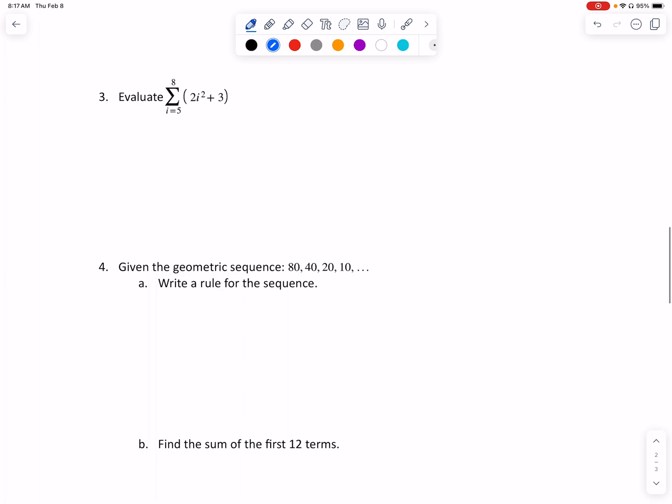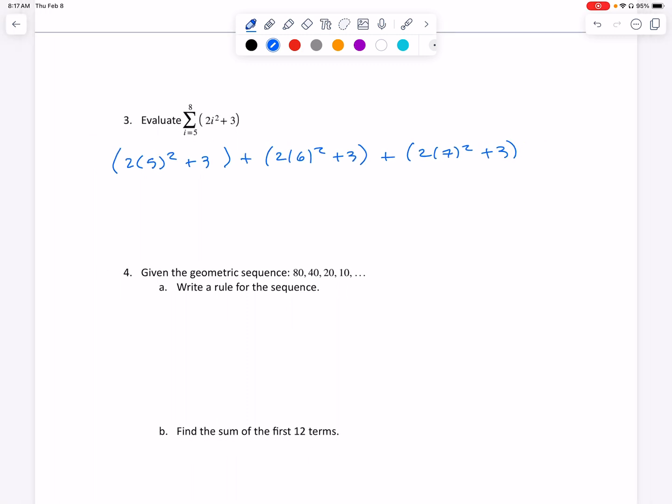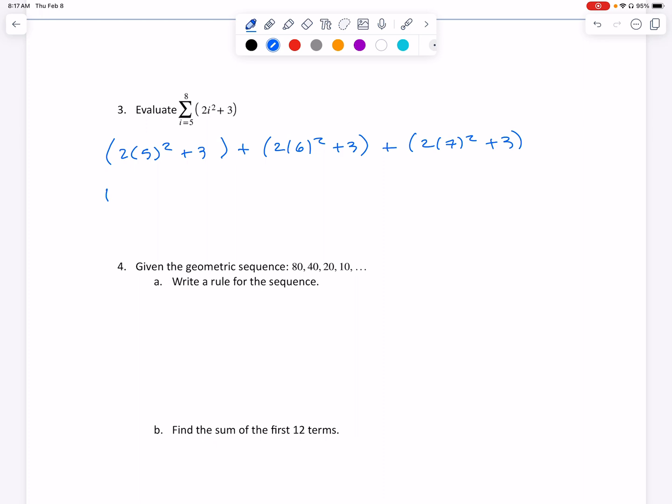We were asked to evaluate this. Now remember, this one is starting at 5 and ending at 8. We can't use a formula here. So all I'm going to do is say this is 2 times 5 squared plus 3. That's the first term in the sequence. I'm going to add to that 2 times 6 squared plus 3. I'm going to add to that 2 times 7 squared plus 3. And then I'm going to add to that, down here because I'm running out of room, 2 times 8 squared plus 3.